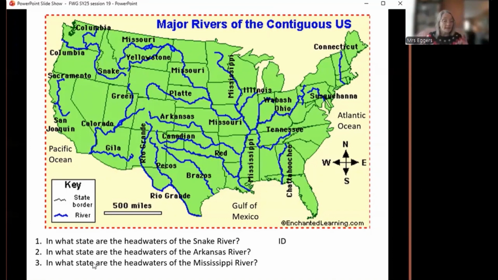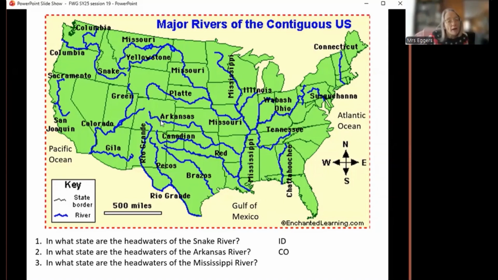Okay. In what state are the headwaters of the Arkansas River? See where it says Arkansas? Abel, Joaquin, Eleanor, Jameson. Nice. That is the state of Colorado. I know it's sometimes hard to see the borders. It's like, what are all these lines doing? But yes, that is the state of Colorado.